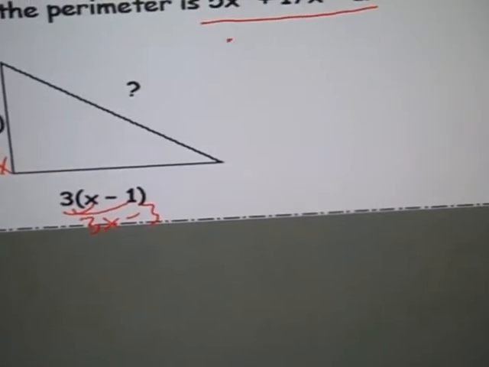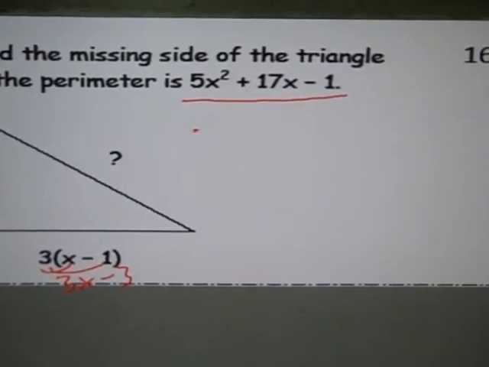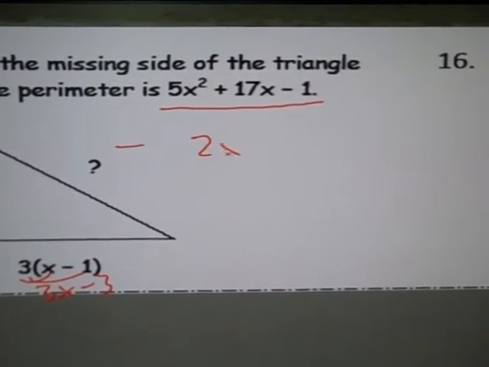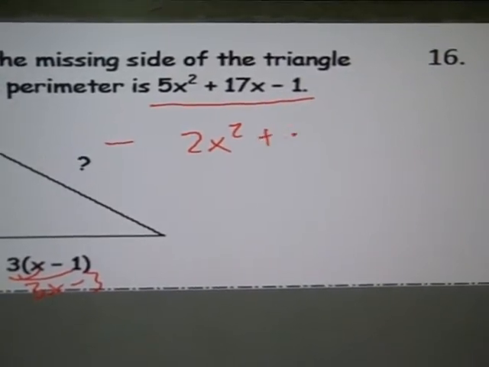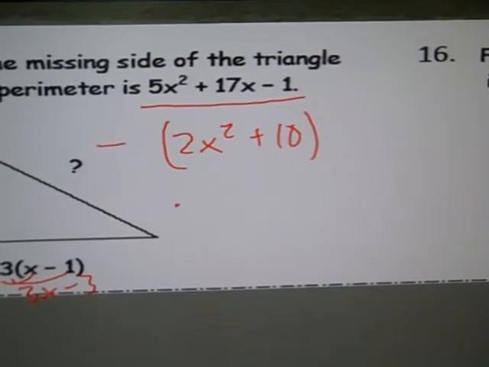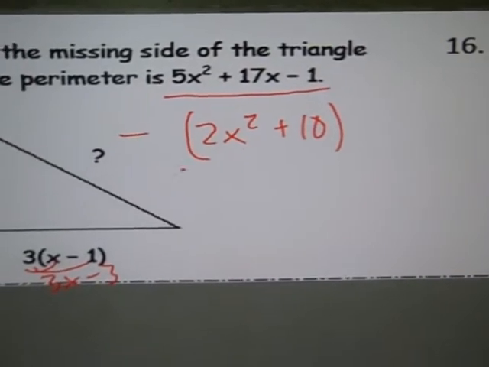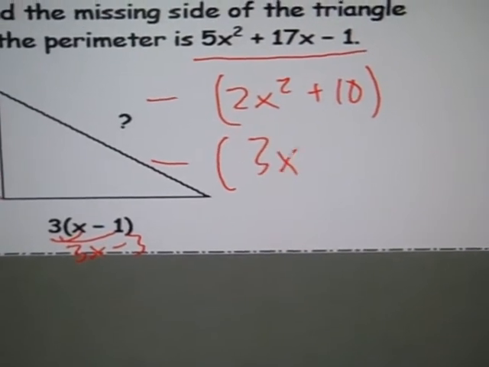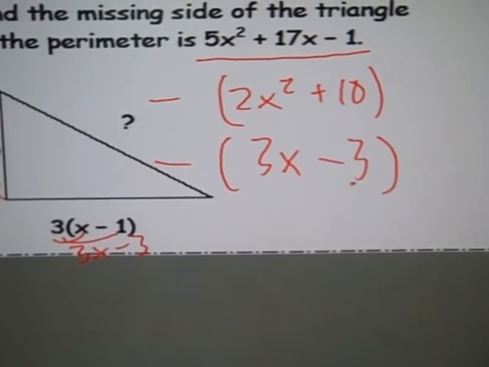Now what I'm going to do is take this perimeter and subtract 2 of the known sides. Minus 2x squared plus 10. We'll just go ahead and put that in parentheses, so I know to distribute the negative. And same thing with the other term, minus 3x minus 3.